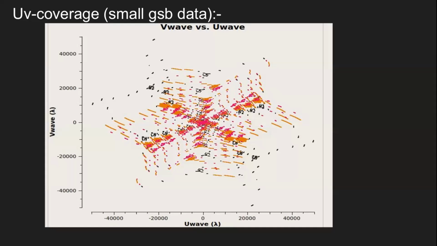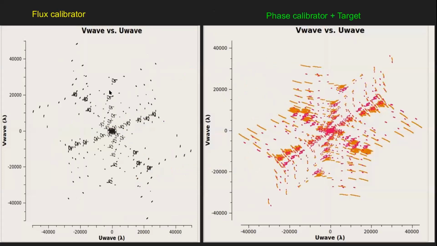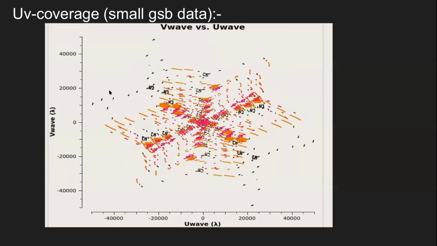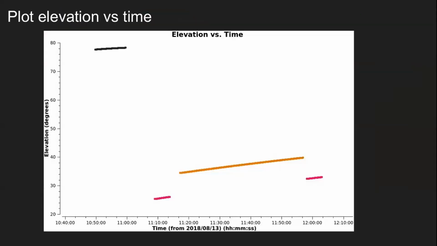Arnab, can I ask something? Just go back. I see the black dots have very large UV values, which don't even come near these orange and red points. Why?